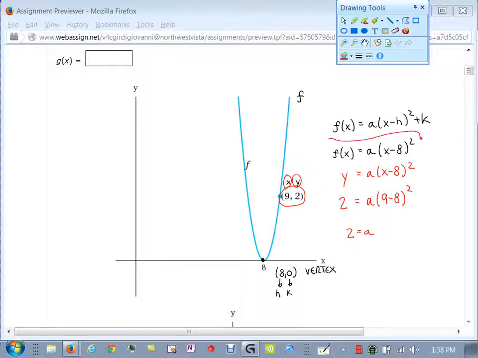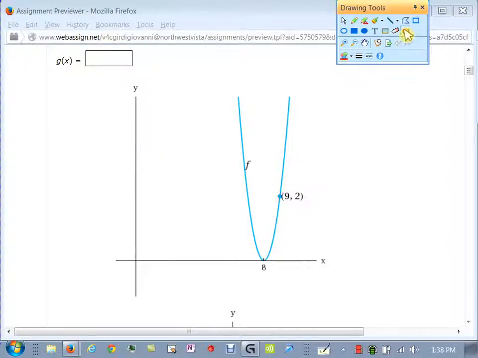So coming back up here, I can write f of x equals a, which is 2, times (x minus 8) squared. So that is the equation of that parabola right there. All right, now we're going to take a look at the next one. Let me clear this out.